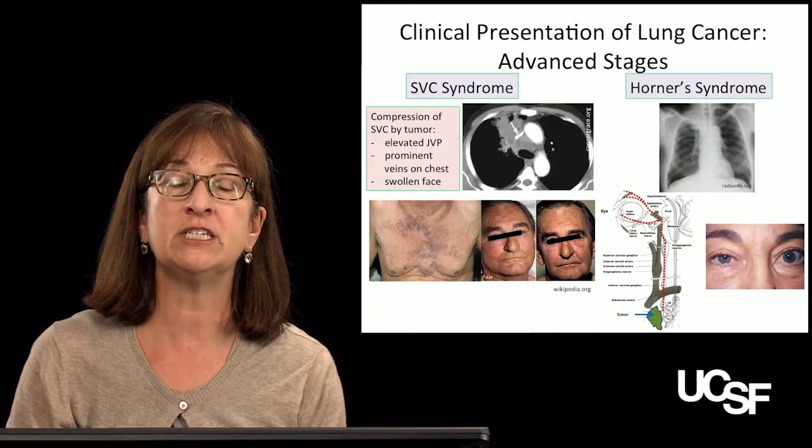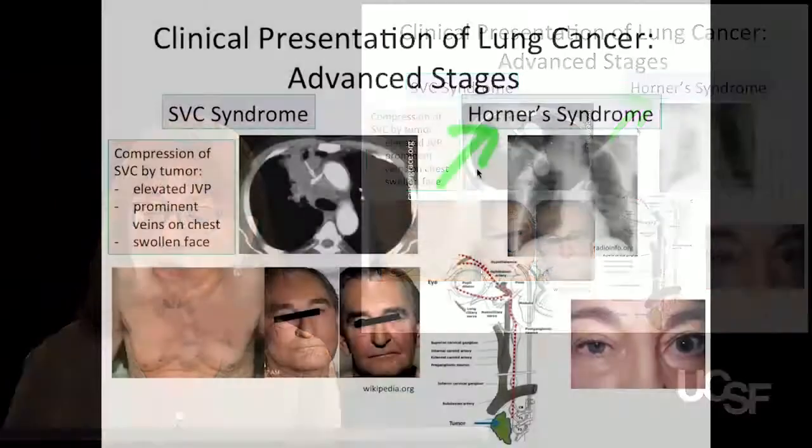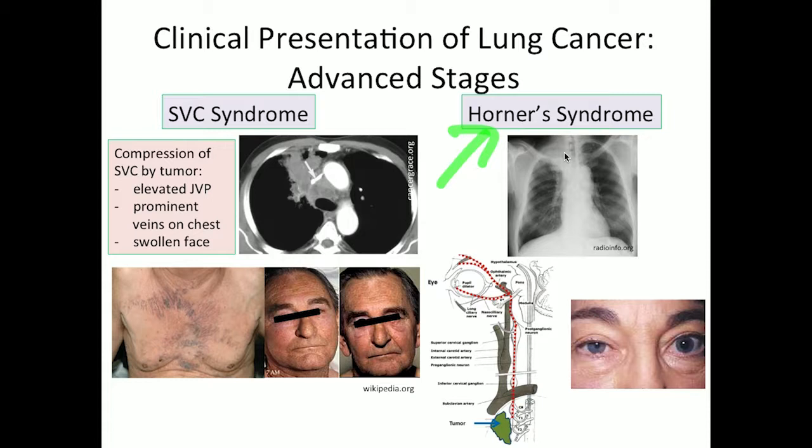Another manifestation of advanced cancer is something called Horner syndrome. So in this chest x-ray, you can see that the right apex has this opacification, which turned out to be a lung cancer. And then you have this picture of this gentleman, and you can see that he has ptosis and miosis. Ptosis is this drooping of the eyelid, and miosis is that his pupil is smaller.